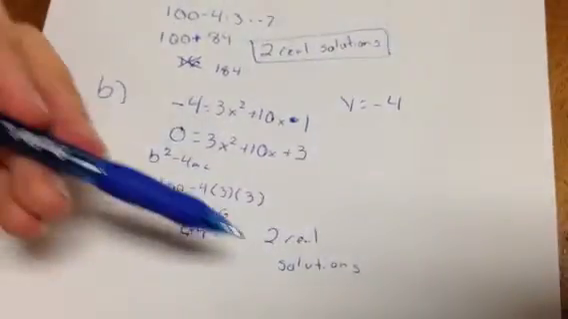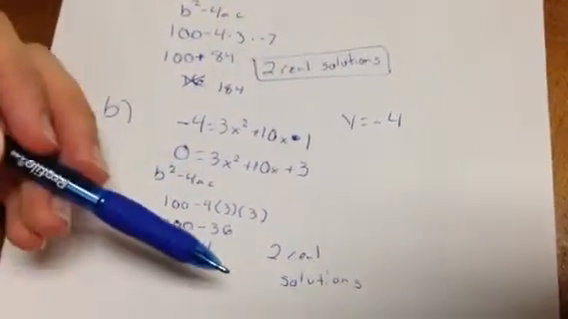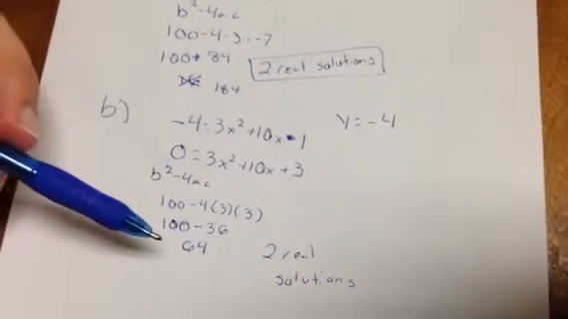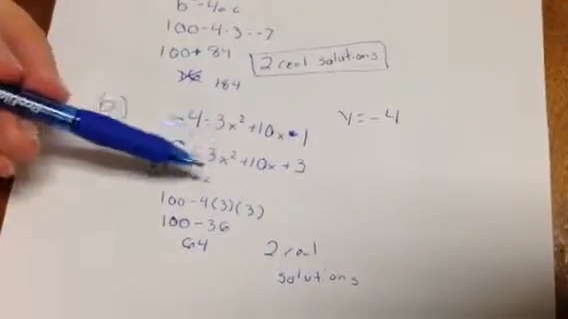Whereas down here, because it's a perfect square, not only do we have two real solutions because it's positive, but we also have something that is factorable up here.